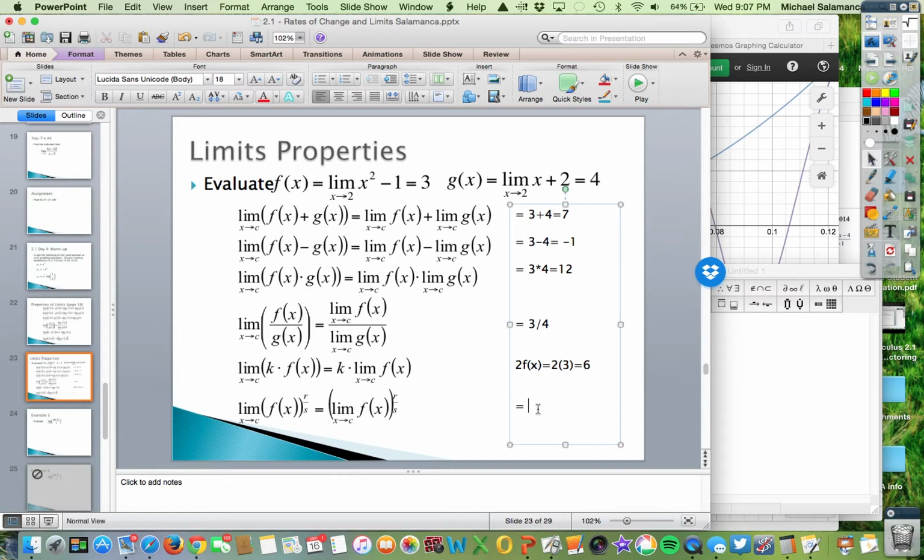Next row, if we were to take the function f of x and raise it to the power of 2/3, we're essentially just taking that limit, which is 3, and raising it to the 2/3 power. So that basically gives us the cube root of 9.